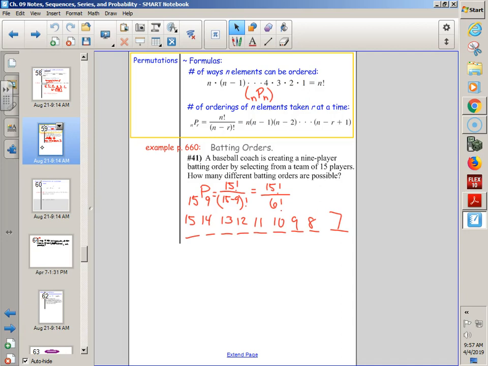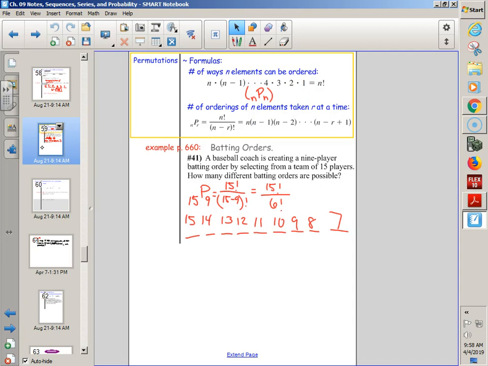Let's say I only had 5 chairs and I had 20 of you, and how many ways could I sit you guys in the 5 chairs? Well, 15 of you aren't going to get a chair no matter which way I go, right? Same thing here. So I can't use 15 factorial the whole thing. Well, I am going to use it, but I'm going to take away those spots that don't get to be filled. Does that kind of make sense?